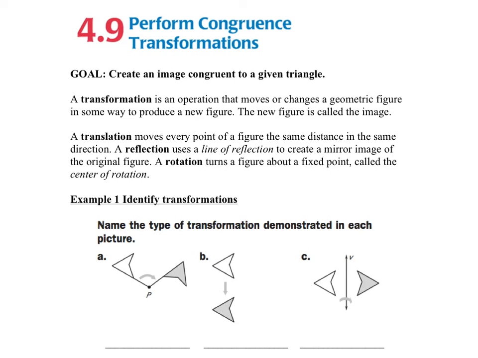In this lesson, we're going to perform congruence transformations. We're going to actually create an image congruent to a given triangle. So this is kind of a review before. A transformation is an operation that moves or changes a geometric figure in some way to produce a new figure. And this new figure is called an image.